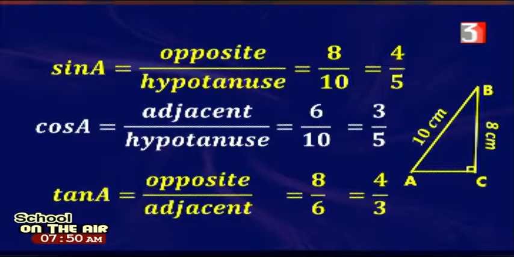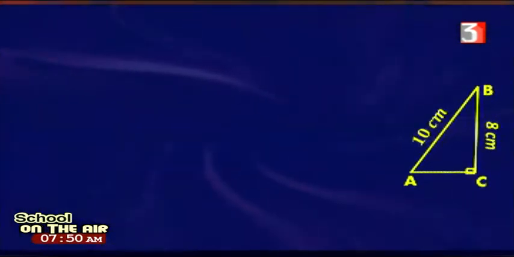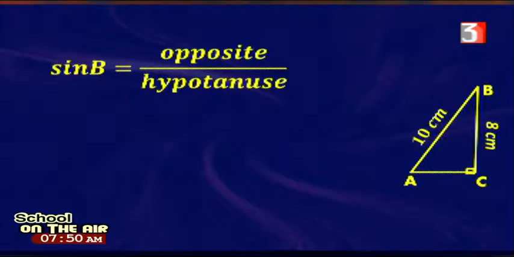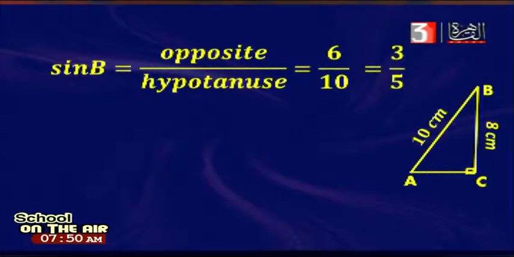By the same way, can you find the 3 trigonometric ratios of angle B? Of course, yes. How? By the same way. You are going to find sine B. What about sine? Opposite over hypotenuse. So it is, that's correct, it is 6 over 10 to obtain after reduction a ratio as 3 over 5.